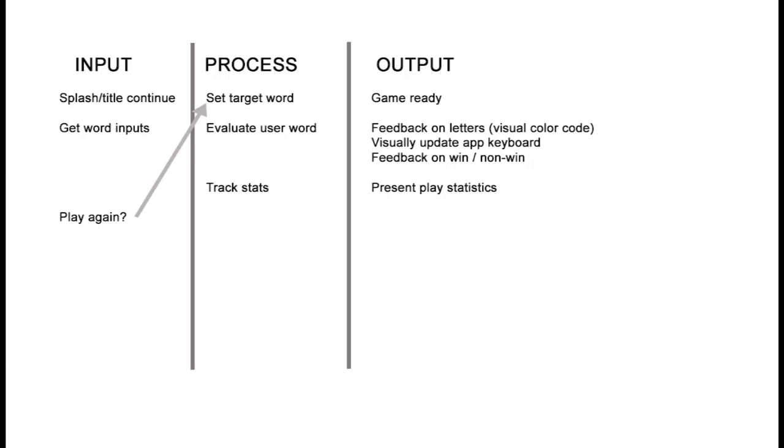We're going to get inputs from the user. The user is going to enter 5 letters to create a word, and we're going to evaluate that word and see if it matches the target word. We're going to give feedback on each of the letters visually by color coding them in terms of whether that letter is in the right spot or is simply a letter in the word but in the wrong spot. We'll visually update an app keyboard as well, helping the user to choose what letter should be in the next word. They will have 6 tries to figure out the 5-letter word, and we will give them feedback on whether they win, and whether they don't win at the end of those 6 tries, or if they solve it earlier.